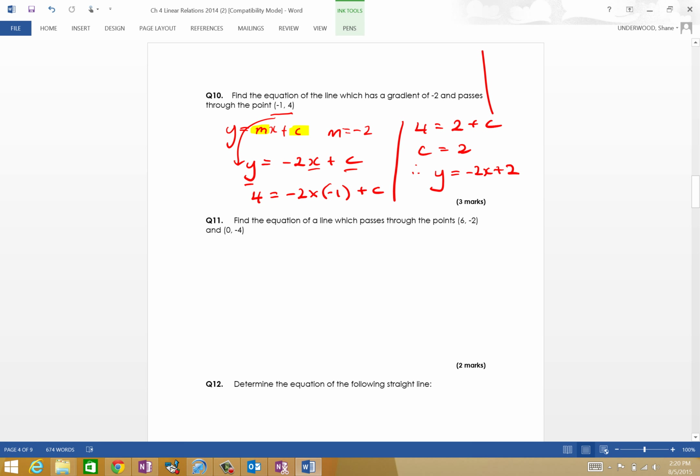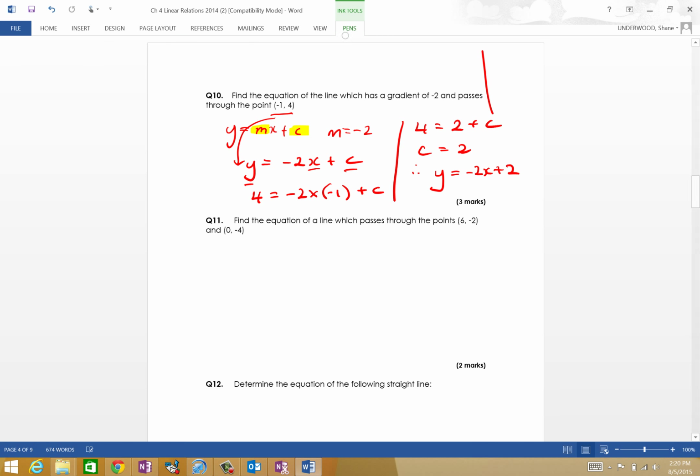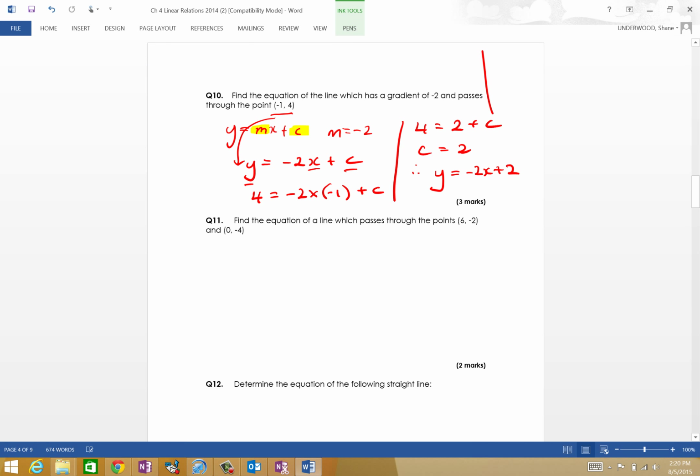In terms of marks, how would we mark that? Let's get a marking scheme going here. I would say that just identifying that m is equal to minus 2 in the equation is going to give you 1 mark. Then subbing it in will get you a 2nd mark, and stating the equation in full will give you a 3rd mark. Okay?